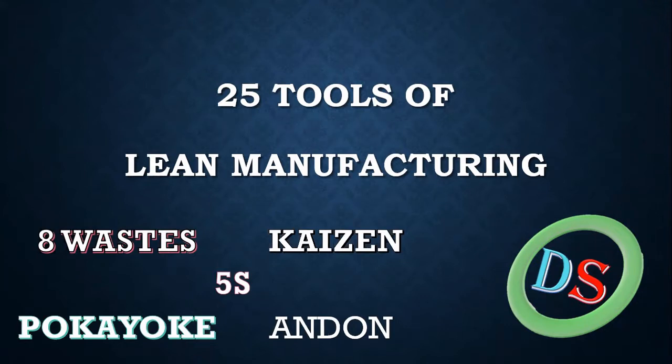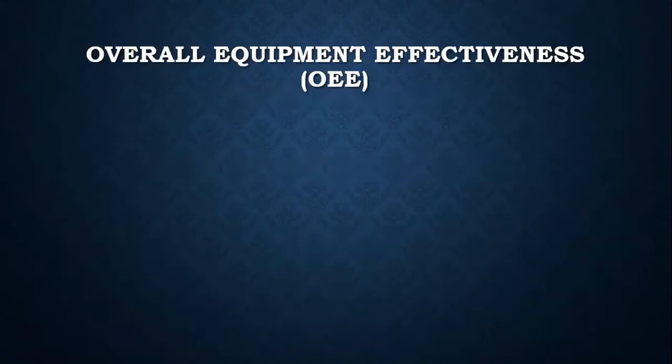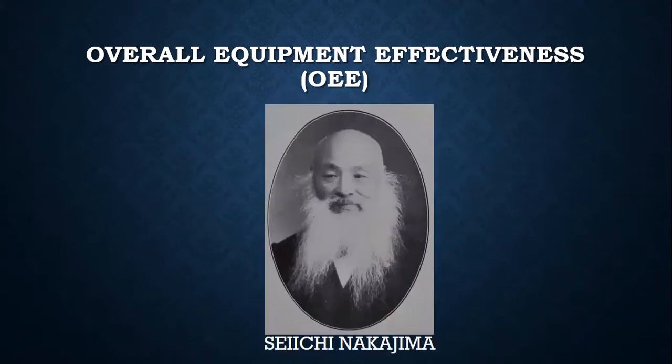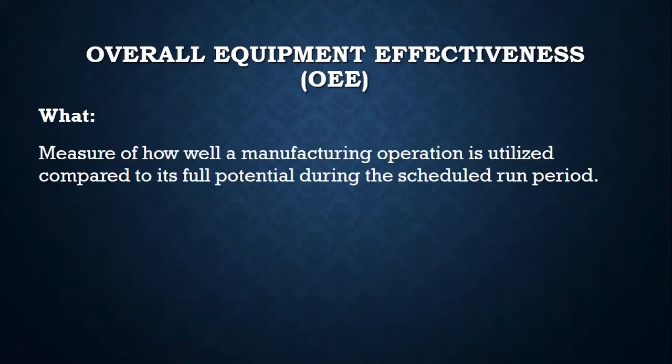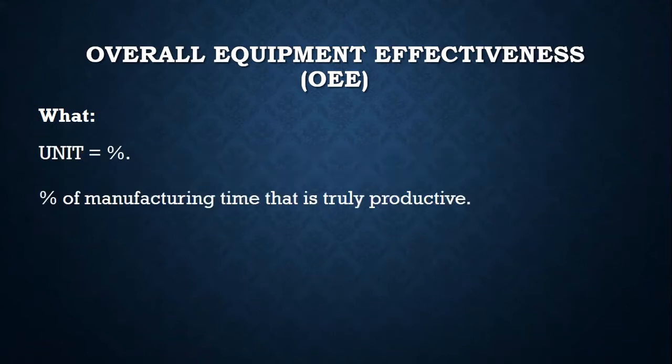This video is about tool 6, that is OEE, Overall Equipment Effectiveness. This is a calculation tool which was developed by Seiichi Nakajima, pioneer founder of the Total Productive Maintenance System. So, what is OEE? It is a measure of how well a manufacturing operation is utilized compared to its full potential during the scheduled run period. Its unit is percentage, and percent OEE means percent of manufacturing time that is truly productive.